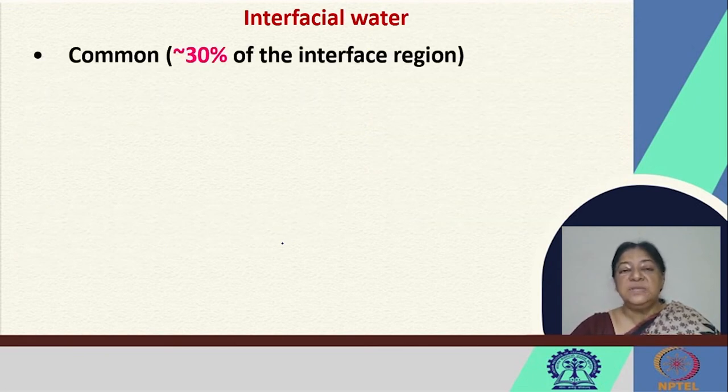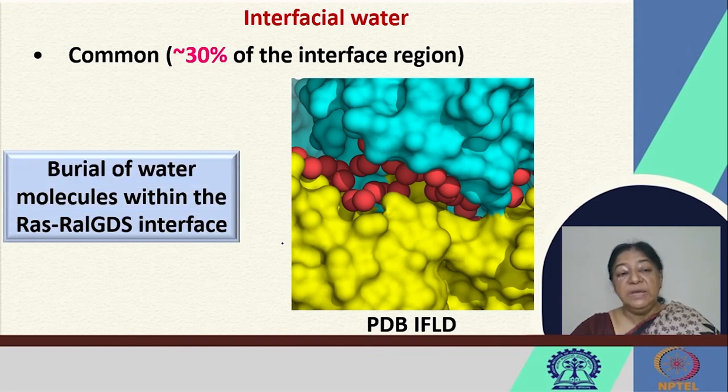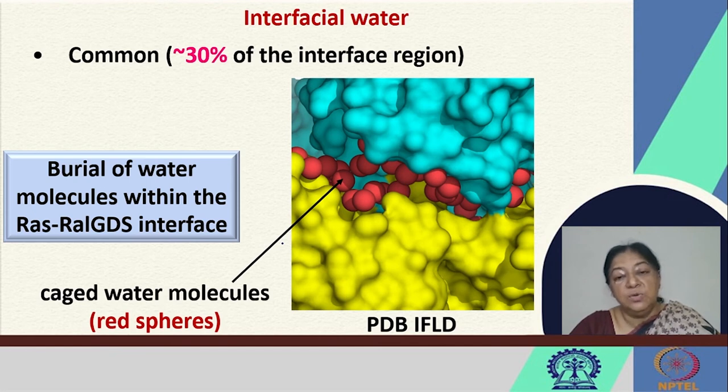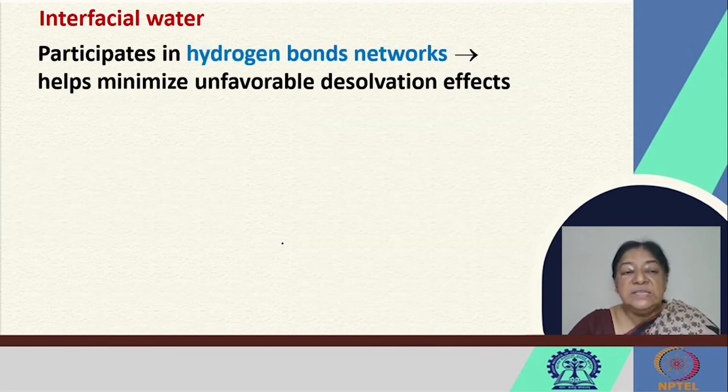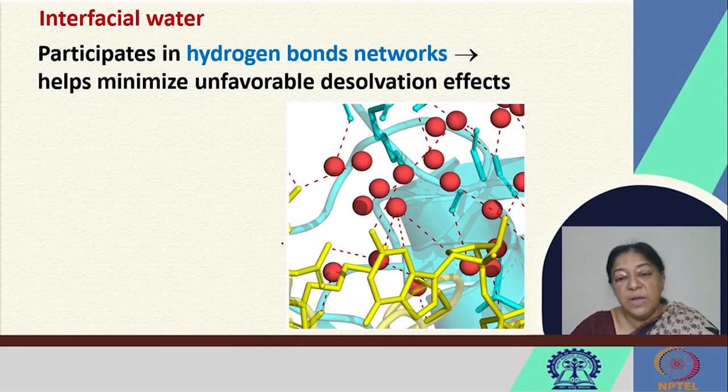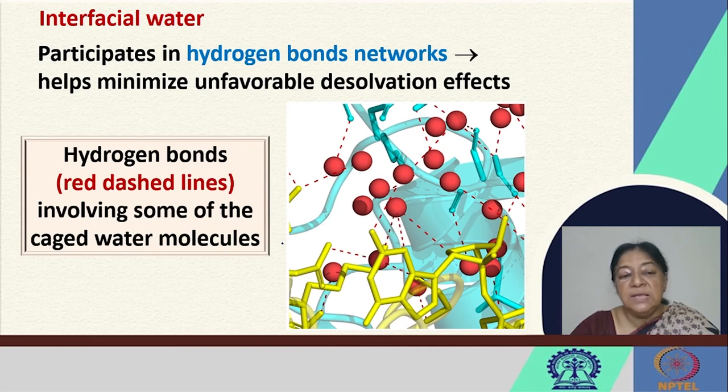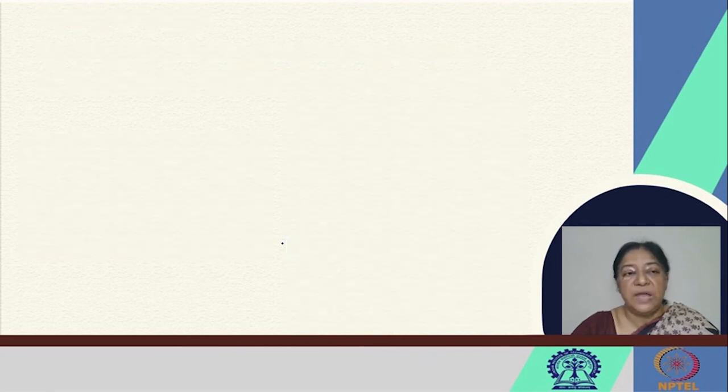This means that there is going to be some interfacial water, because what we see is this is common. About 30% of the interface region can be involved with water. So what we see is, because there are hydrophilic residues on the surface that would be solvated, the interfacial water also remains, with the caged water molecules, or the red spheres, trapped in the protein-protein interface. So we have an apoprotein where we have this specific interfacial water. This participates in hydrogen bonding networks and helps minimize unfavorable desolvation effects. So this is where we have a lot of interaction, where we have hydrogen bonds that involve some of the caged water molecules that are also very important in the protein-protein interaction that occurs.